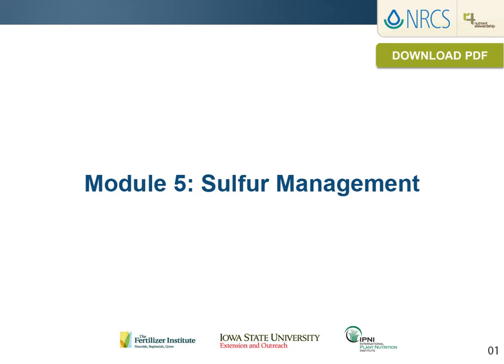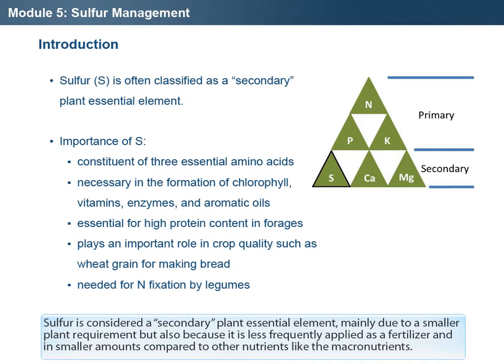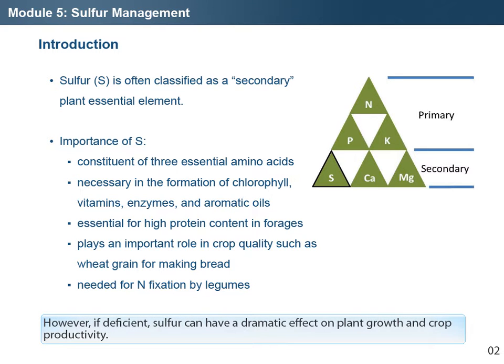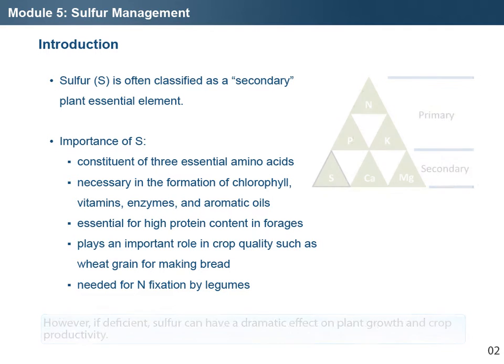use recommendations. Sulfur is considered a secondary plant essential element, mainly due to a smaller plant requirement, but also because it is less frequently applied as a fertilizer and in smaller amounts compared to other nutrients like the macronutrients. However, if deficient, sulfur can have a dramatic effect on plant growth and crop productivity.